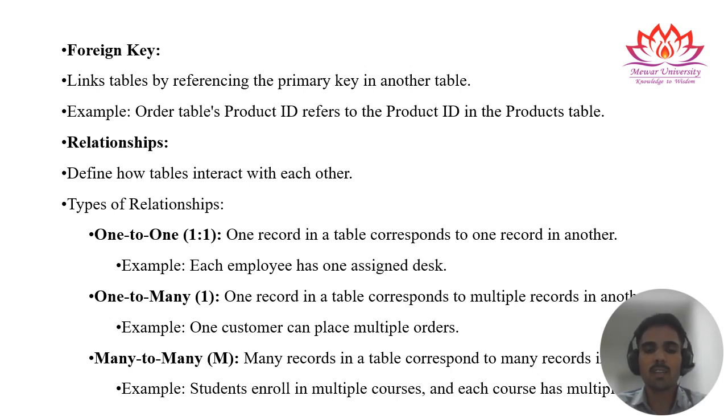In a one-to-one relation, one record in a table corresponds to one record in another. For example, each employee has one assigned desk. One-to-many: one record in a table corresponds to multiple records in another. Example, one customer can place multiple orders. Many-to-many: many records in a table correspond to many records in another. Example, students enroll in multiple courses and each course has multiple students.